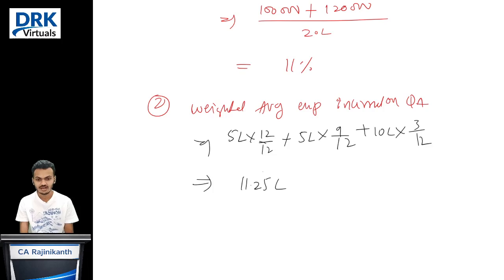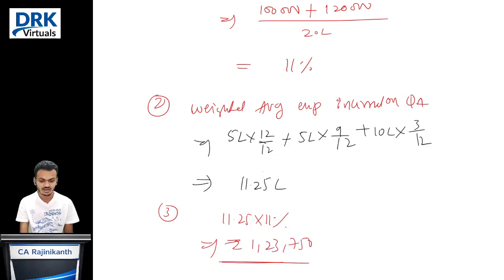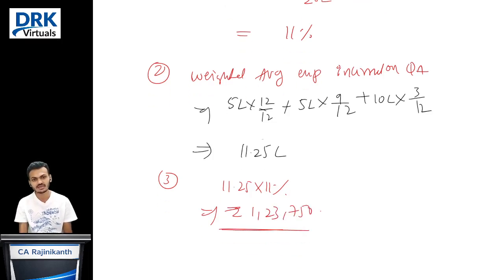11.25 lakh. And next step is you apply the capitalization rate on step 2. It is simply 11.25 lakh into 11%. How much is it? 11.25 lakh into 11 percent. It is rupees 1 lakh 23,750. So this is the amount we can capitalize.